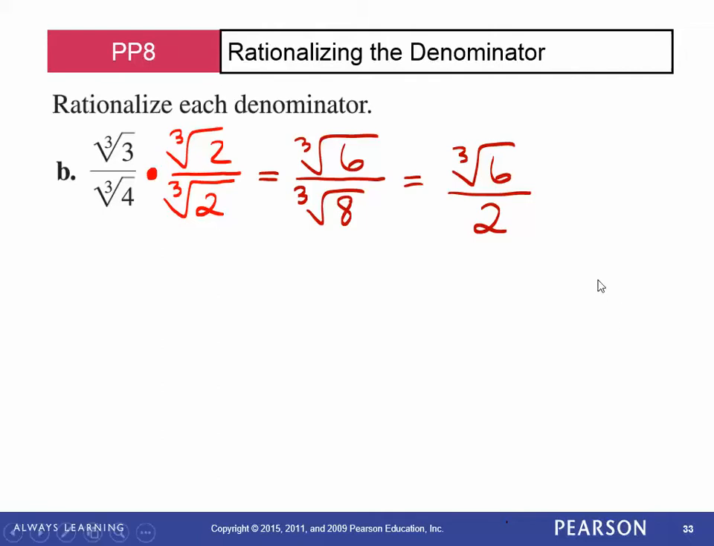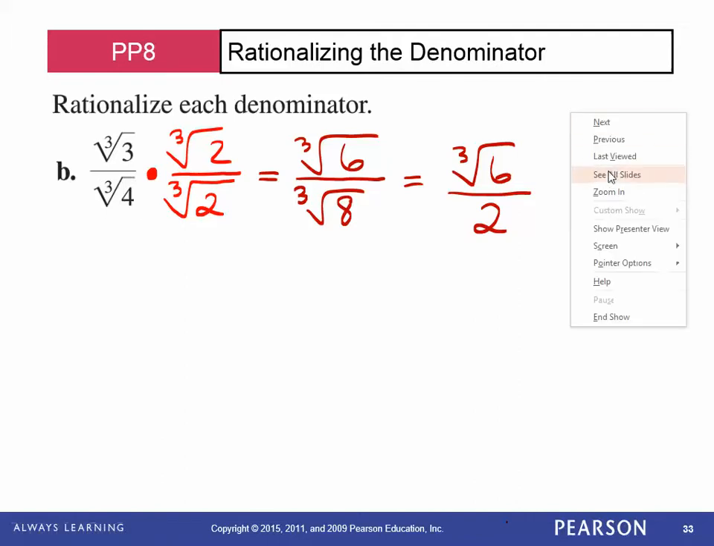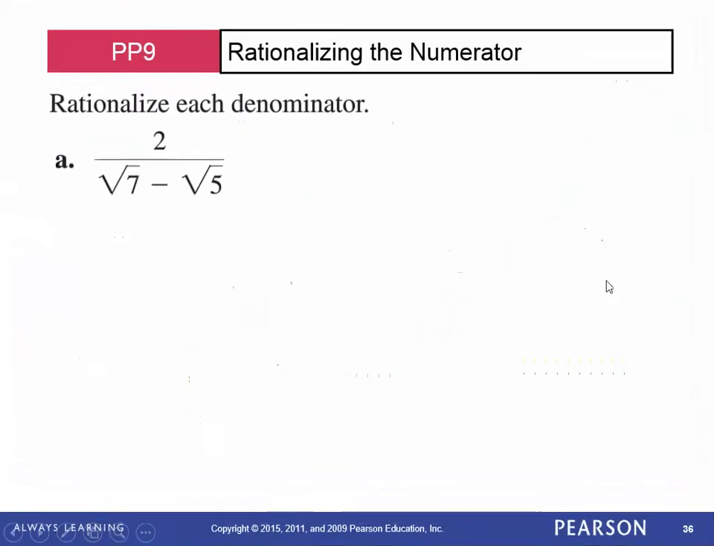Okay, let's get even more complicated. So far we've been dealing with a single term on the bottom. What happens if you have a binomial on the bottom, 2 terms? How do you get rid of those radicals on the bottom? And hopefully you know something called the conjugate. Remember conjugate from algebra here?